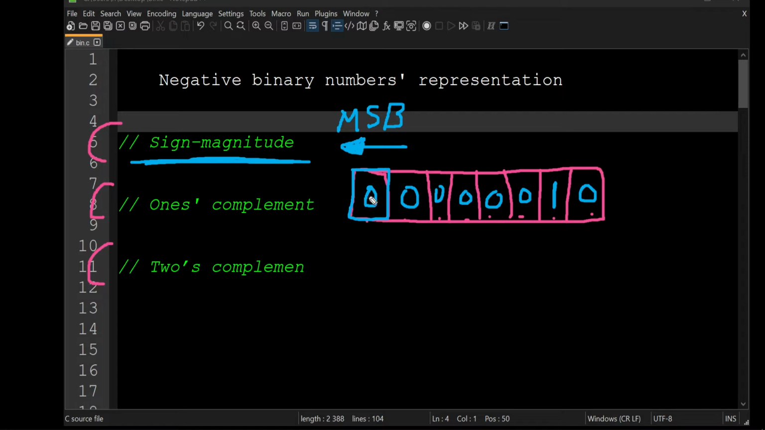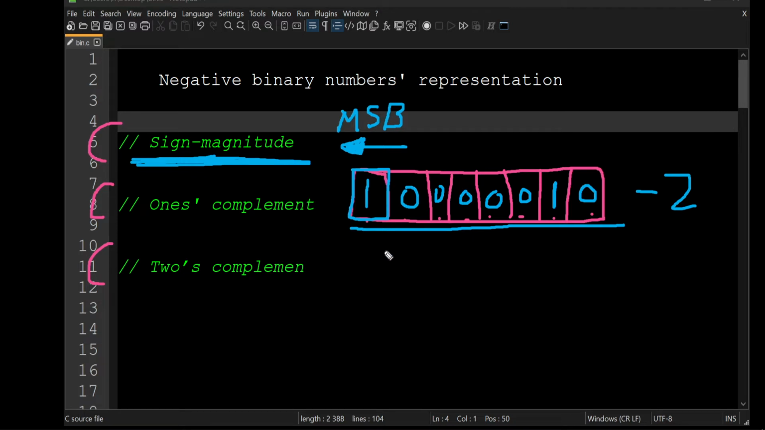If it's a 0, it's a positive number. So this number is positive right now. It means 2. But if this bit is not 0 but 1, then this number has a negative sign, and this number will be not 2 but -2. So it's sign magnitude. It's not used in real computers or iPhones. It's just a way to represent numbers, to explain things.